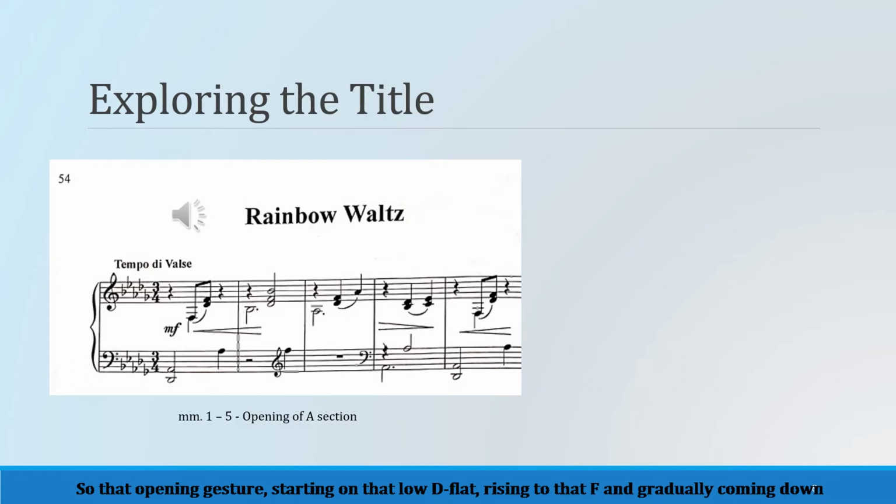So that opening gesture, starting on that low D flat, rising all the way up to that F, and then coming gradually back down to that D flat, A flat fifth, that I think is one of the rainbows that is at play. We have a rise and fall in pitch, and if you imagine playing that on a piano, granted, I am not a pianist, so this is a very naive interpretation of it. You're starting at the left hand of the piano, moving yourself to the right, and then coming all the way back down to the same position. Those different arcs, both in pitch and physicality, are my thoughts on where the rainbow is.